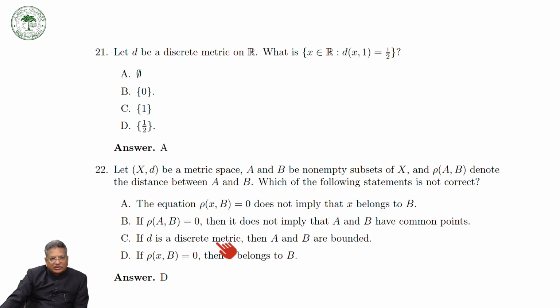And if d is a discrete metric, then A and B are bounded, because with respect to the discrete metric they are bounded. But if rho xB is equal to 0, then x belongs to B? No, this is not true. We have proved that if this is equal to 0, then x belongs to the closure of B. So this statement is not true. The rest of the statements are true.